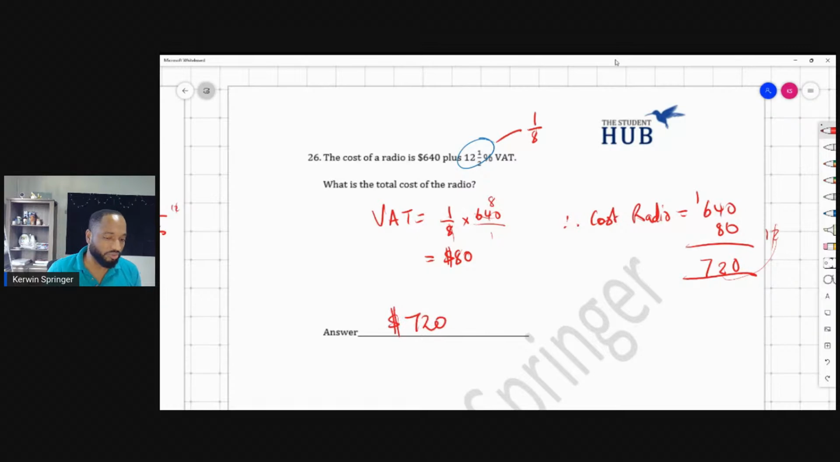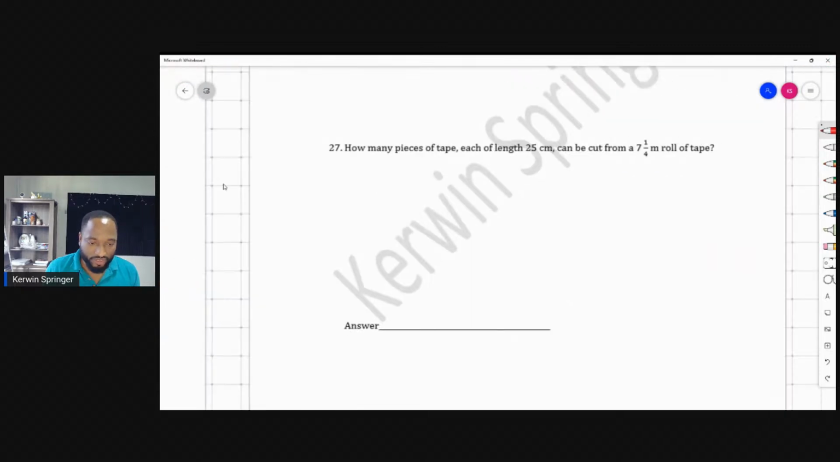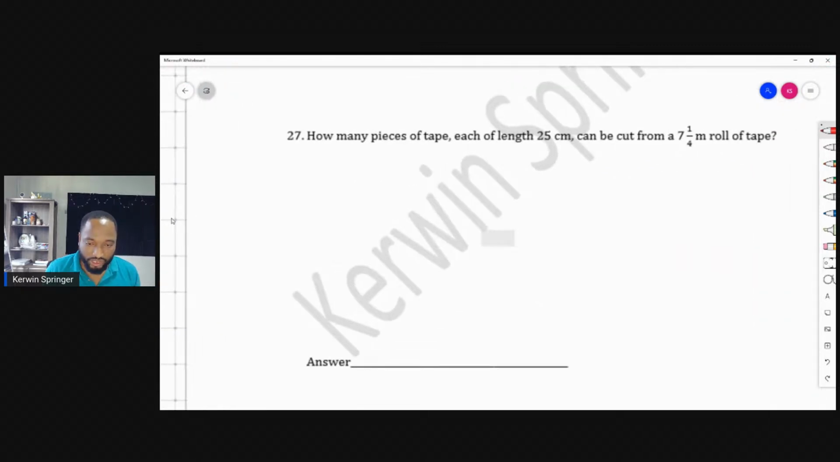That's the cost of the radio. We add on 1/8 or 12.5%. Let me keep it pumping. How many pieces of tape, each of length 25 cm, can be cut from a 7.25 m roll? This is in meters. This is in centimeters.